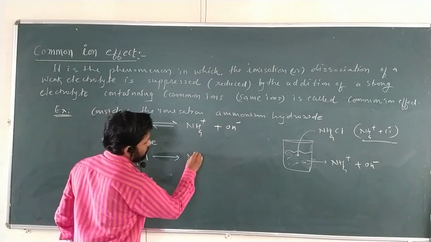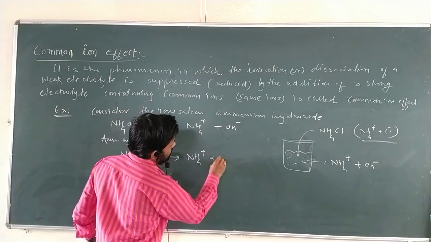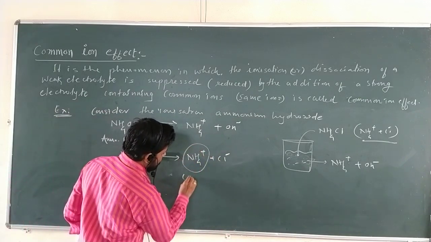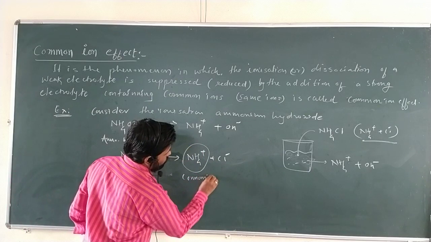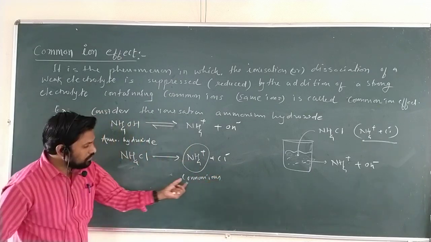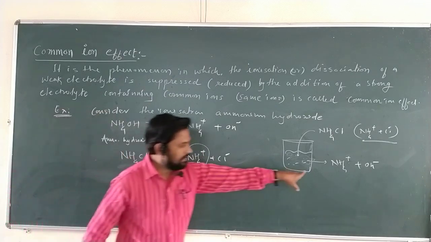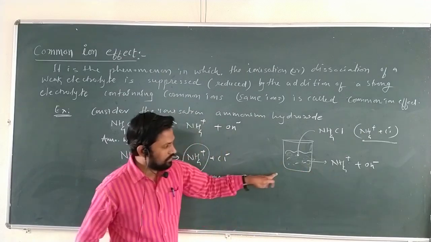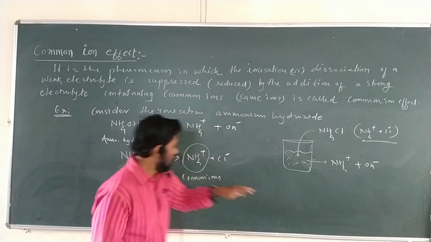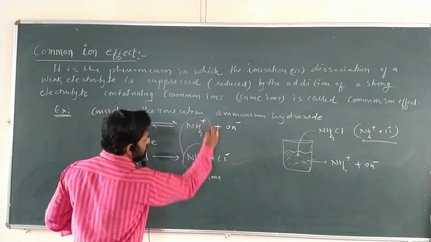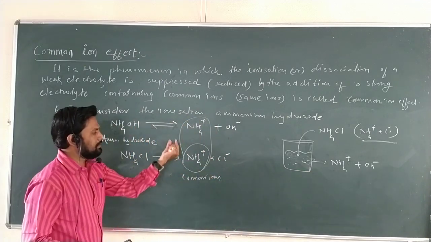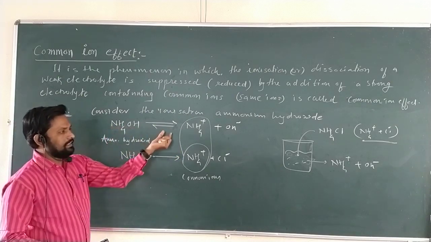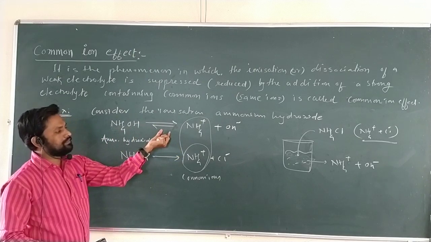It forms NH4 plus and Cl minus. What will happen? This is the common ion. Due to the presence of common ions in the same solution, the concentration of ammonium ions increases. Once the concentration increases, obviously the equilibrium is shifted towards the left-hand side. The ionization reaction of ammonium hydroxide is shifted, the equilibrium is shifted towards the left-hand side.